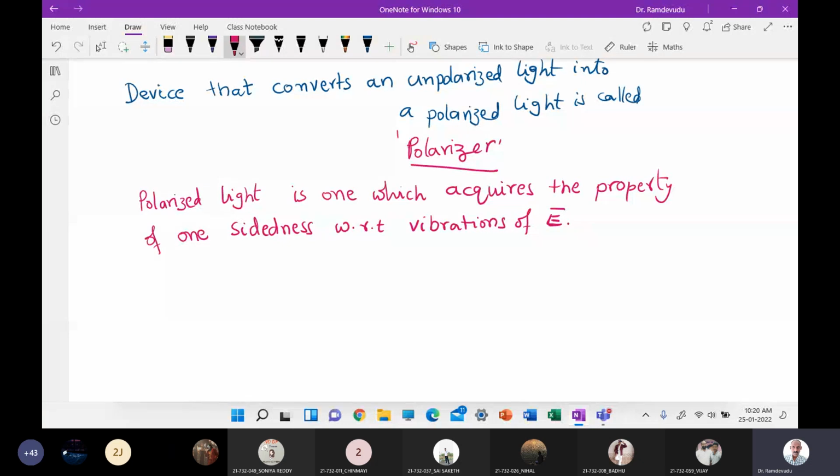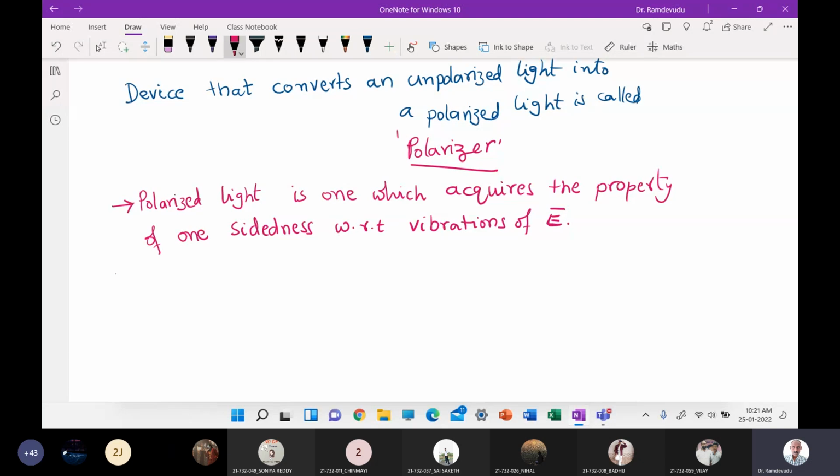No, it can be seen. But another important thing is that our ordinary eye cannot recognize the difference between polarized light and unpolarized light. Our eye has no capability to distinguish between them. A polarized light has vibrations limited to some planes or some directions only, and it acquires the property of one-sidedness. We call it the property of acquiring one-sidedness.